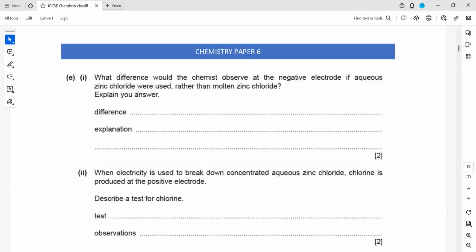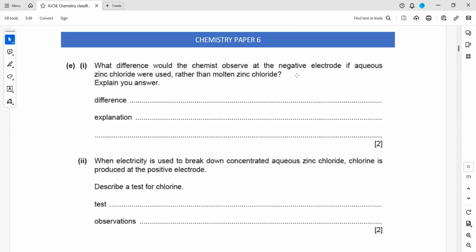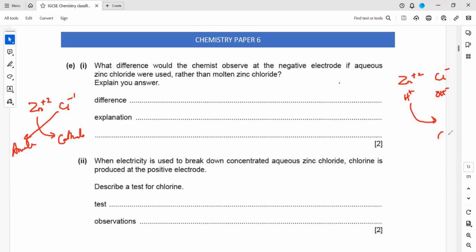What would the chemist observe at the negative electrode if aqueous zinc chloride were used rather than molten? If we are using molten zinc chloride, there was a zinc ion and chloride ion. Zinc was moving towards the cathode and chloride ion was moving towards the anode. If we have aqueous zinc chloride, because hydrogen is less reactive, hydrogen will move towards the cathode.